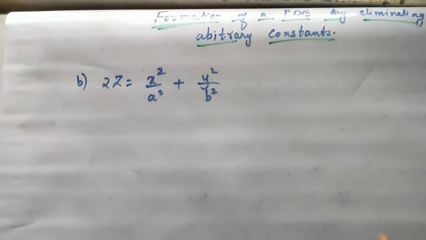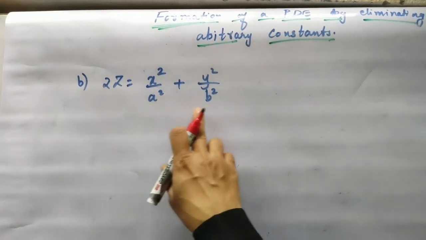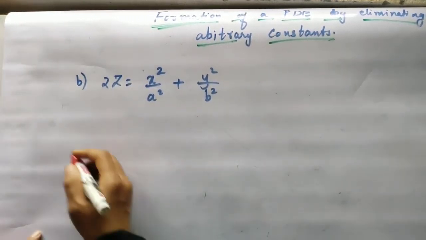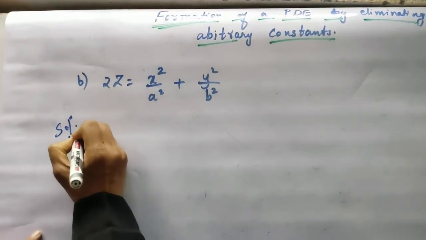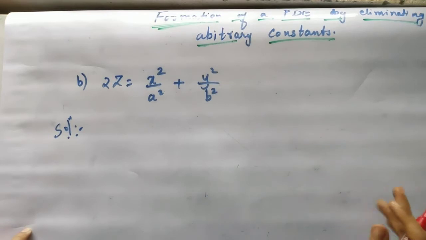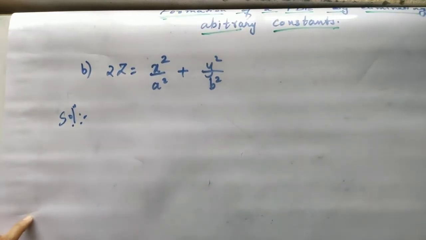Here is one problem: 2z is equal to x square by a square plus y square by b square. Here again the constants a and b have to be eliminated. So for that, let us start our solution now. As usual, we differentiate the given equation with respect to x partially and also with respect to y partially. Let's do that and see what we get.